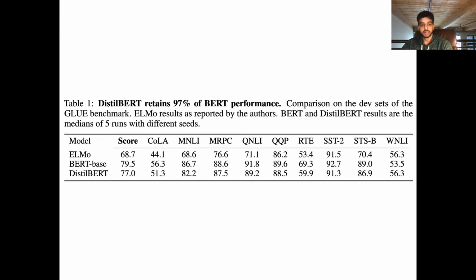So these are the results from DistilBERT. They say that in general, it retains 97% of BERT performance on downstream tasks. You can see here they have a table. These are all of the tasks in the GLUE benchmark, which is a standard classification benchmark for NLP. We've seen some of these tasks before, like MNLI is the entailment task, SST is a sentiment analysis task.